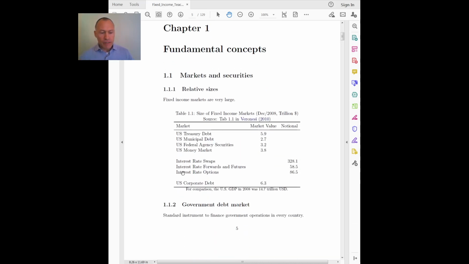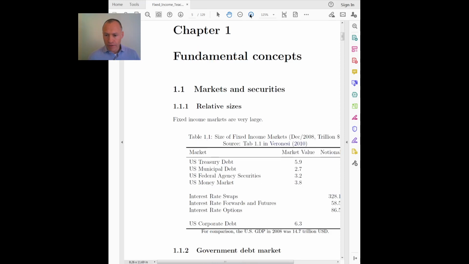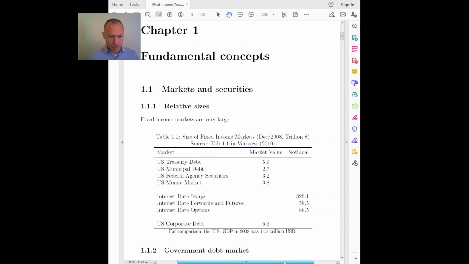A brief look at the market. This table that you have here comes from one of the two main books that we're following, Veronese. It's for the U.S. market. The course is focused on the U.S. market for two reasons. One is that the books are also focusing on the U.S. market, so we're going to follow those books. And also because the U.S. market is obviously one of the most important markets in the world.